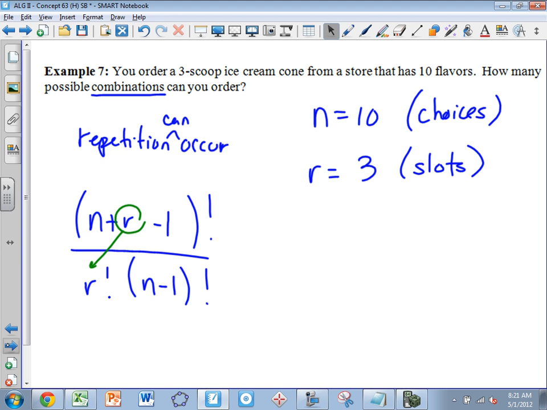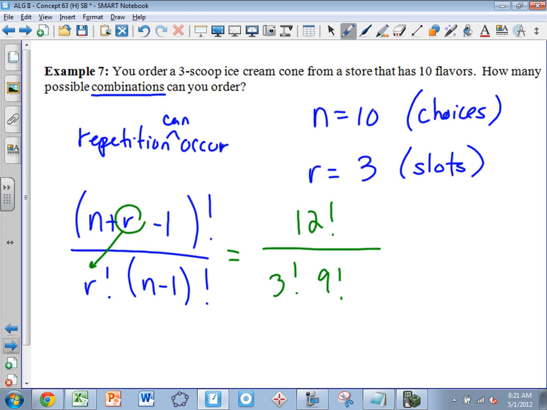So we got n plus r is 13, minus 1 is 12. R factorial is really just 3 factorial. N minus 1 factorial is 9 factorial. Now, the factorials are very interesting. You can't just say to yourself, I'm going to multiply these two together, because then you're going to end up getting 27 factorial, which is not true.